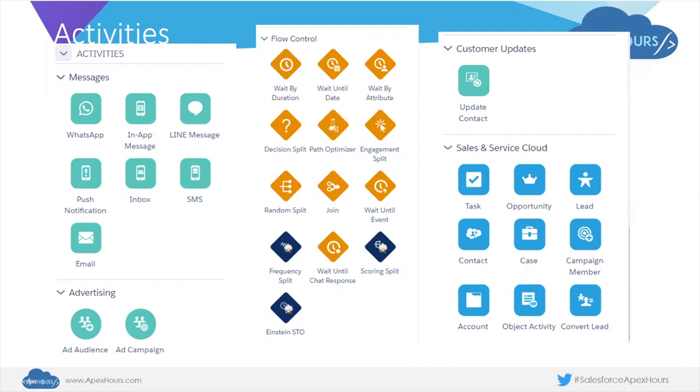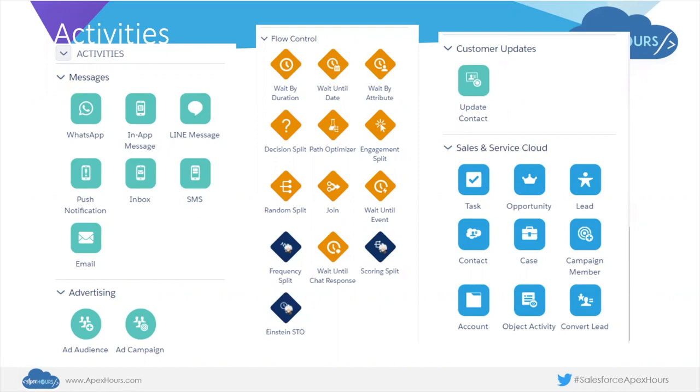The messaging activities are used to send some email messages, SMS, inbox, or push notifications, in-app messages, line messages, or the WhatsApp messages. And if you have the Advertising Studio enabled, then you would see these two activities. The ad audience is used to create the audiences in the Advertising Studio from within the Journey Builder. And the ad campaign activity is used to create a campaign.